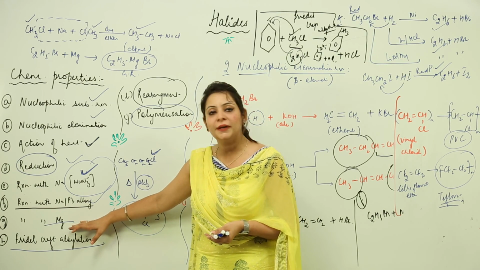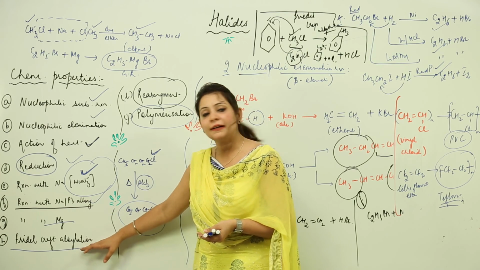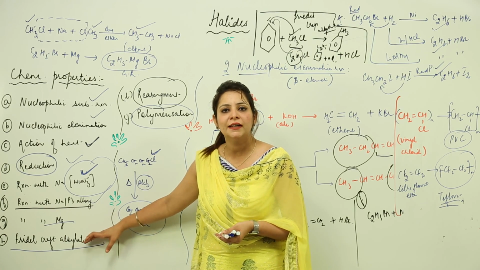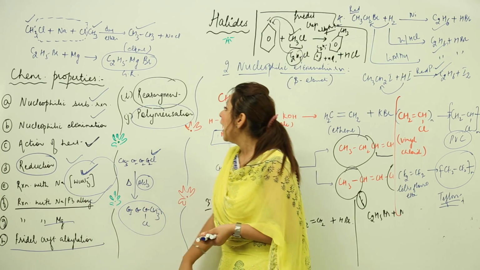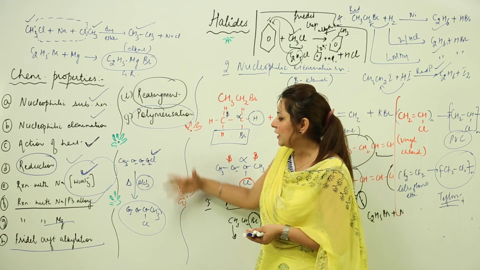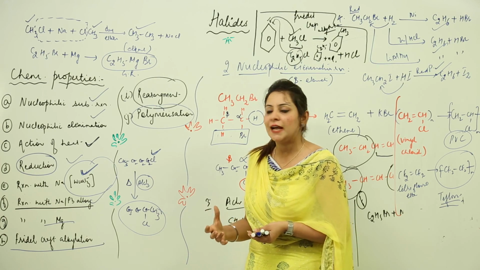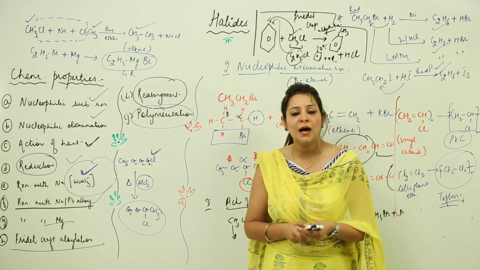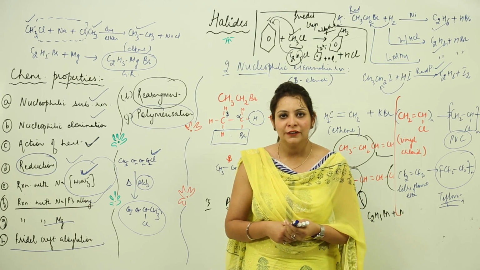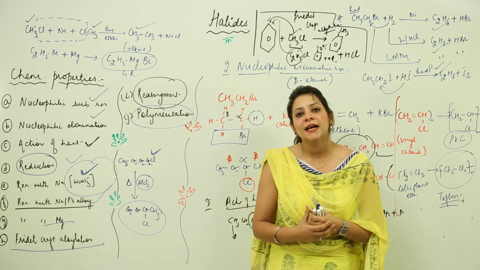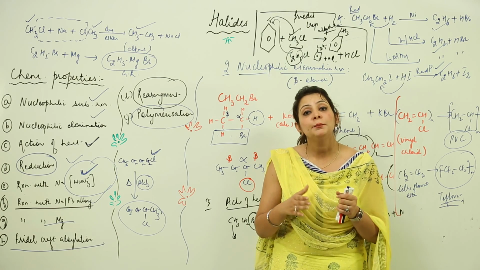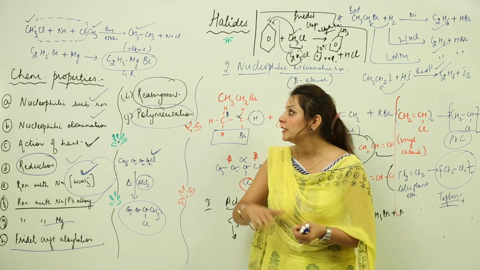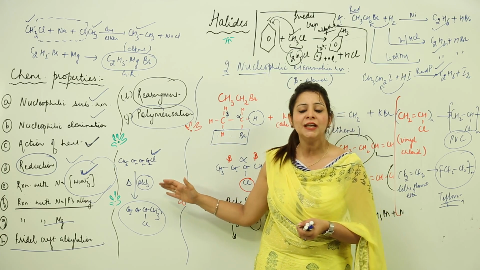With magnesium we obtained a Grignard reagent. With Friedel-Crafts alkylation we can prepare many benzene compounds like toluene. By rearrangement we can change the position of the halogen and get the isomer, and by polymerization we get the popular compounds PVC and Teflon. So we can say that haloalkanes play an important role because they are used in making many chemical compounds. So these are the chemical properties of haloalkanes.